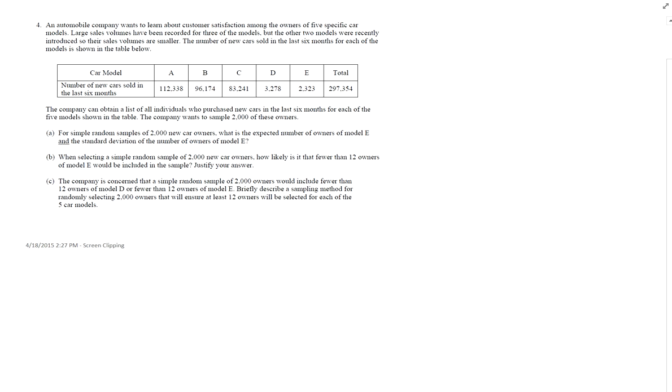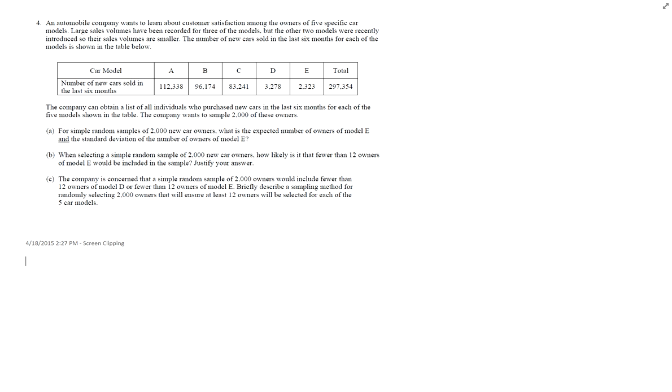Number four. An automobile company wants to learn about customer satisfaction on five specific models. Large sales volumes have been recorded in three of the models, but the other two were recently introduced. Sales have been smaller for these. A company can obtain a list of all individuals who have purchased new cars over the last 6 months, and they want to sample 2,000 of these owners. For a simple random sample of 2,000 new car owners, what's the expected number of owners of Model E and the standard deviation of Model E?